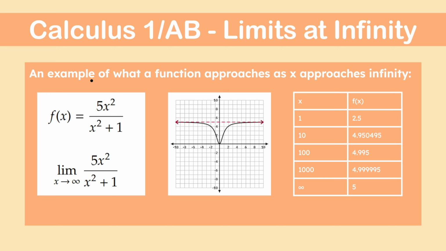Over here, we have the function f of x is equal to 5x squared over x squared plus 1, and we're going to find the limit of this function as x approaches infinity. So we're going to look at the right side of the graph as it approaches infinity. If you plug in some x values, x equals 1 gives 2.5, x equals 10 gives 4.95, x equals 100 gives 4.995, and x equals 1000 gives 4.99995, and at infinity it is equal to 5. As we can see from the values plugged in, as the x values approach infinity, the function will approach 5, which is what is shown here in the graph.